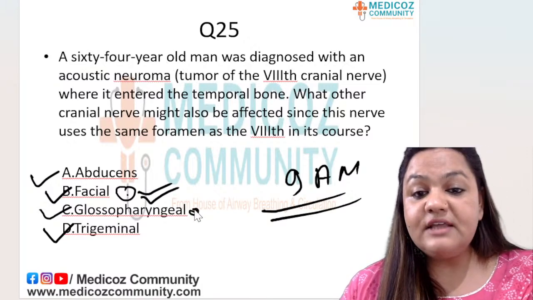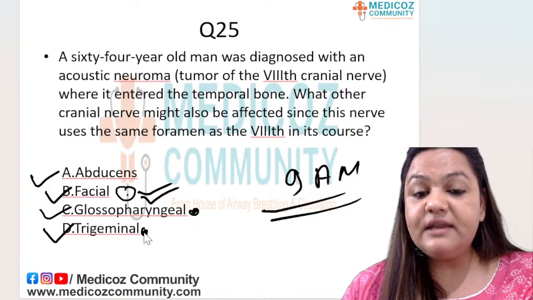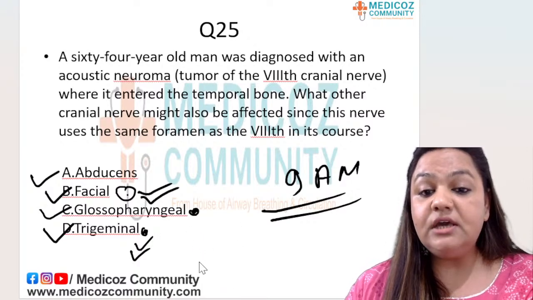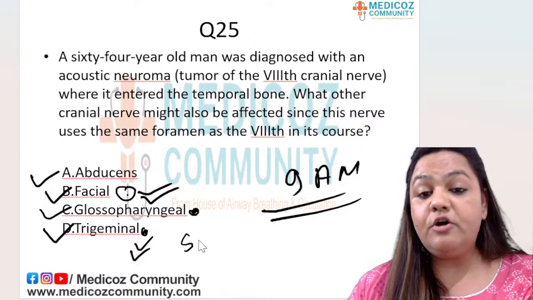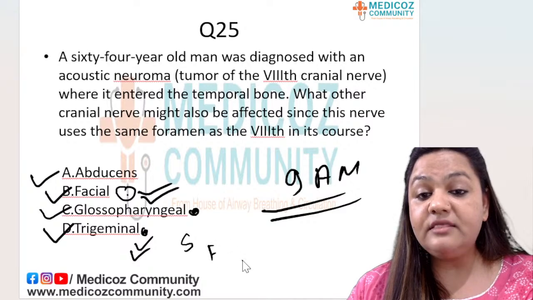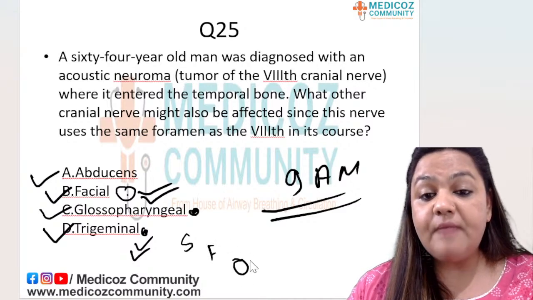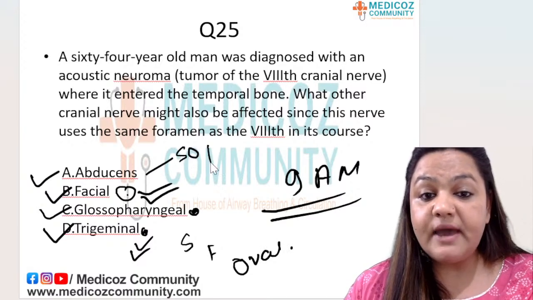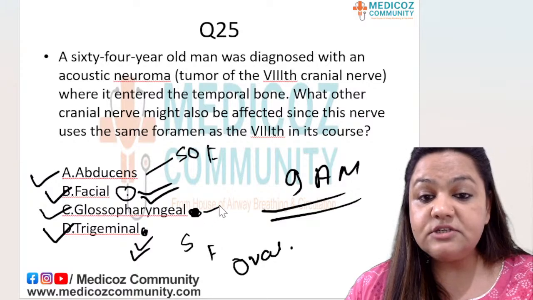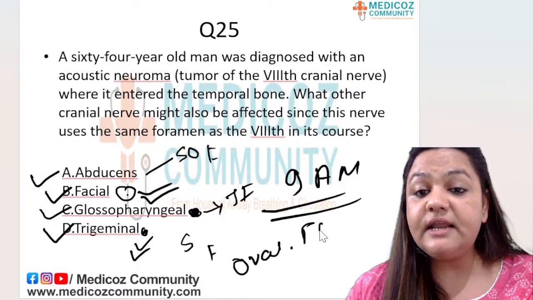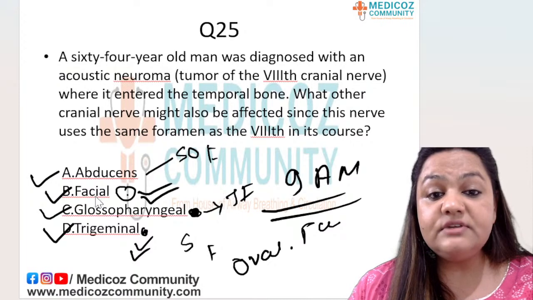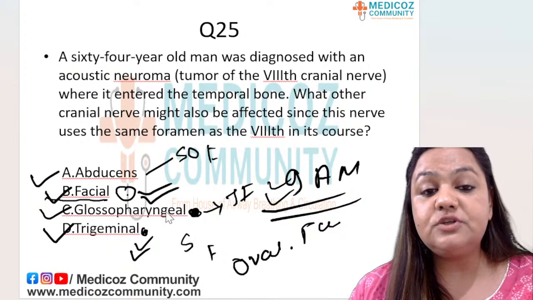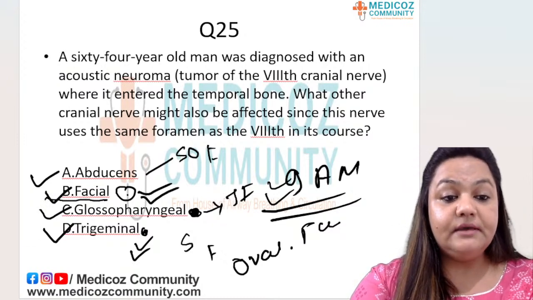The glossopharyngeal nerve cannot be the answer. For the trigeminal, we have already mentioned that the first and second divisions pass through the superior orbital fissure and the foramen rotundum, and the mandibular division passes through the foramen ovale. The abducent nerve again passes through the superior orbital fissure. The glossopharyngeal nerve passes through the jugular foramen, which is in the posterior cranial fossa. The only nerve passing through the internal acoustic meatus is the facial nerve. So this is the answer for this question, option B.